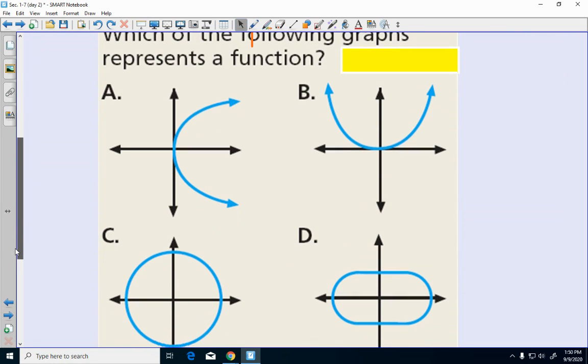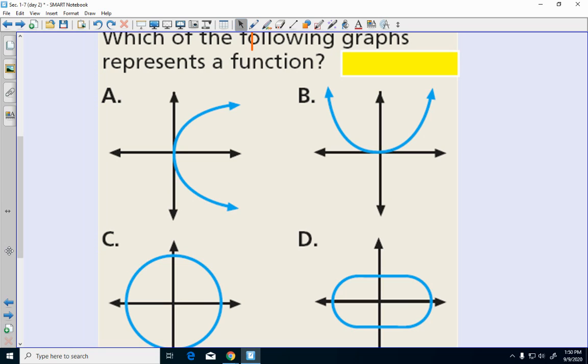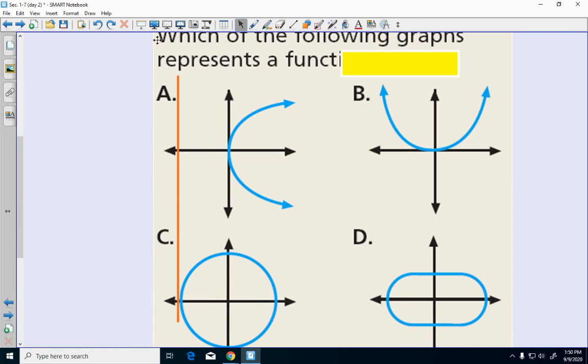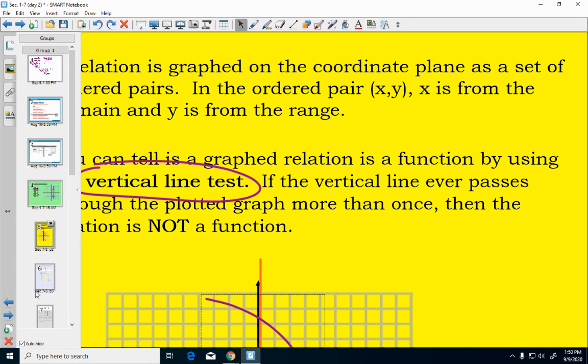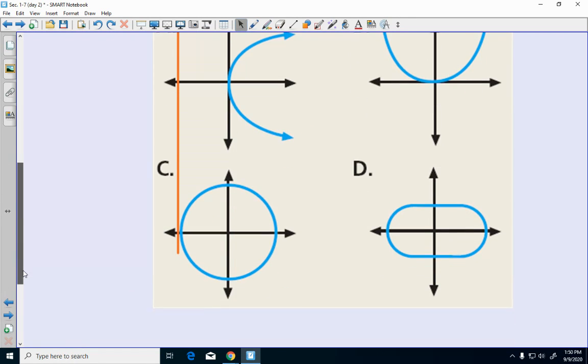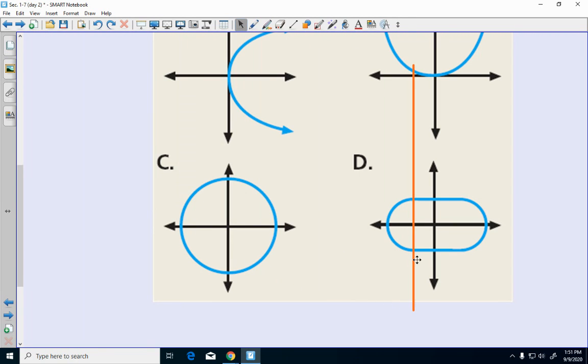So look at these four. Which one of those is a function? Logan, what do you think? B. If you took your vertical line and ran it across A, it would hit twice. If you ran it across C, it would hit twice. That's a major fail there. If you ran it across D, it would hit twice. But if you did it across B up there, it would never hit that one twice. So you'd be okay.